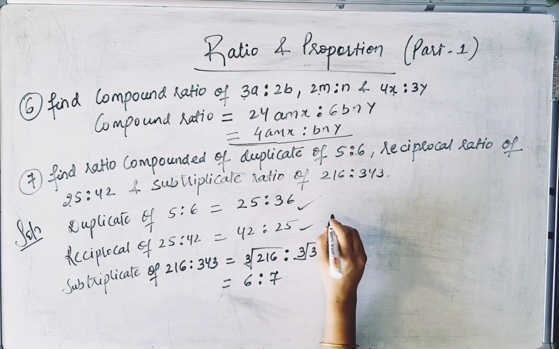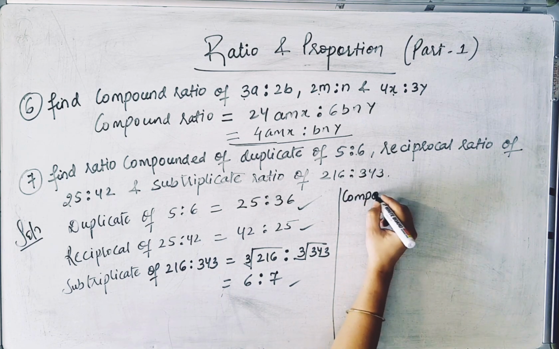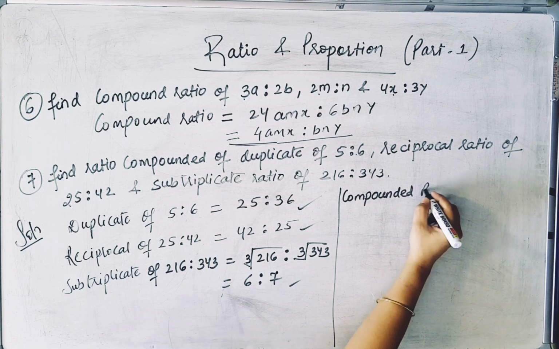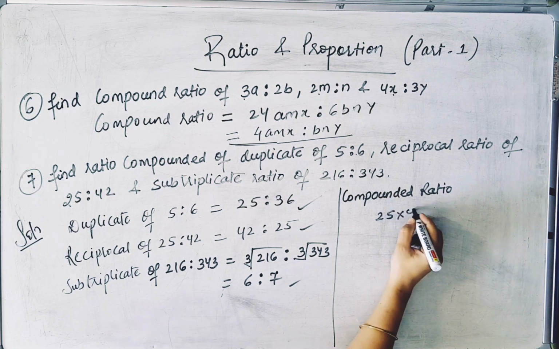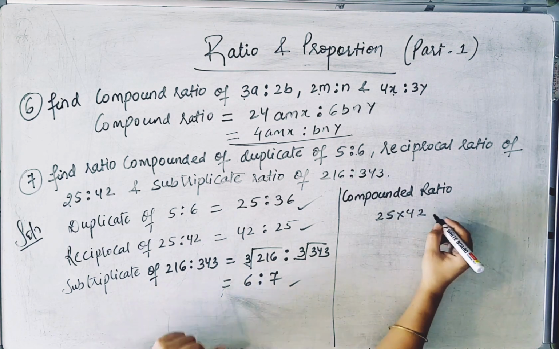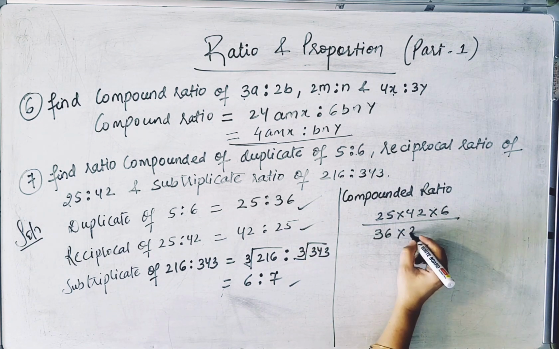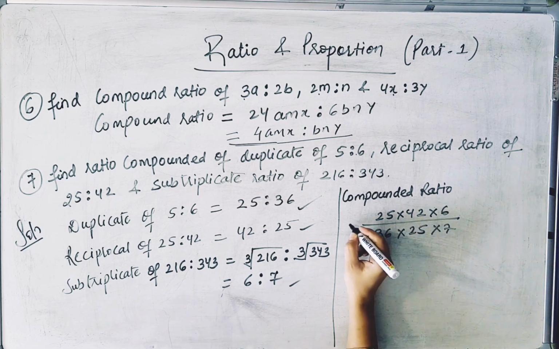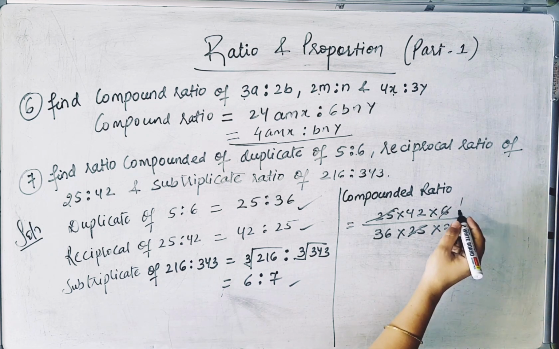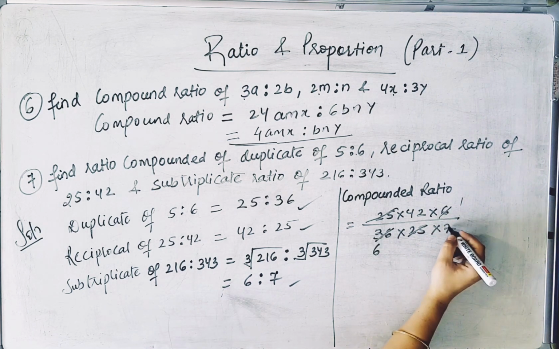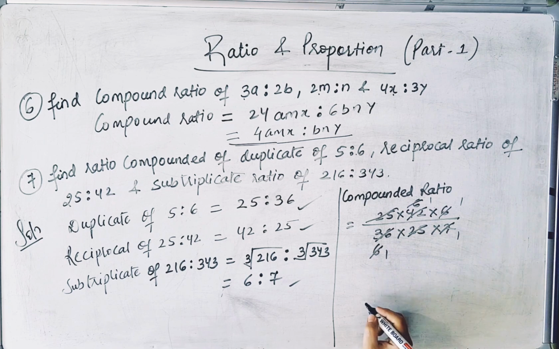Now for all three we have to find the compounded ratio. So the compounded ratio will be the first terms 25 into 42 into 6 divided by 36 into 25 into 7. This 25 and 25 get cancelled. 6 ones are 6 and 6 into 6 is 36. 7 ones are 7, 7 sixes are 42. 6 ones are 6 and 6 ones are 6.